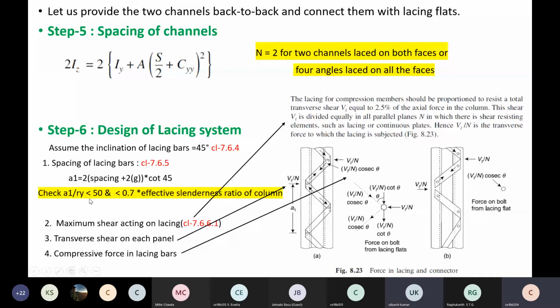Once you get it, you determine whether A1 divided by RY is less than 50 or not, and also check whether it is less than 0.7 times the effective slenderness ratio of the column. We already know the effective slenderness ratio of the column as 89. So check whether A1 by RY is less than 50 and less than 0.7 times 89 or not. If it satisfies the two criteria, we go for the next step: the maximum shear acting on the lacing.